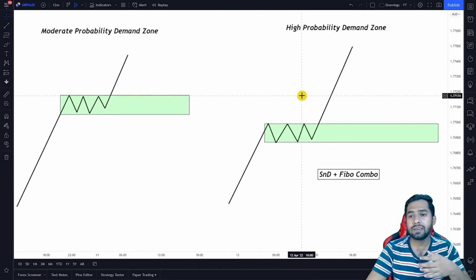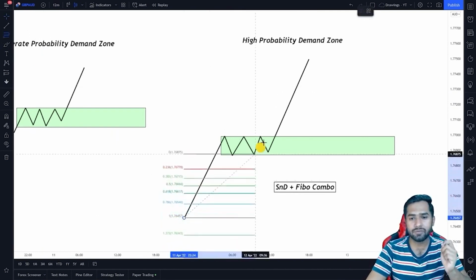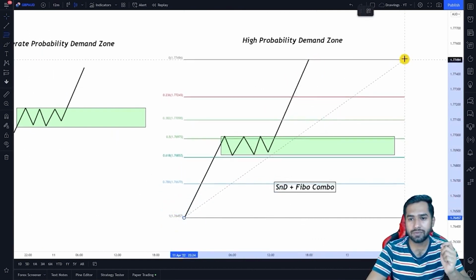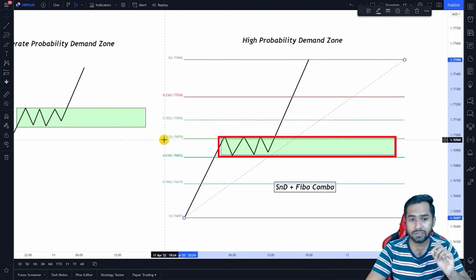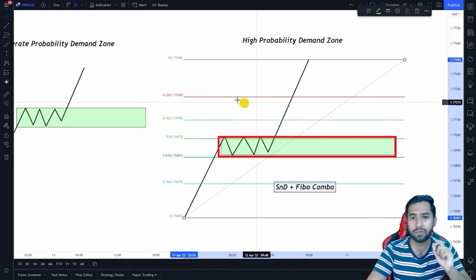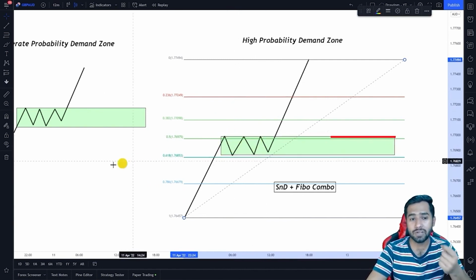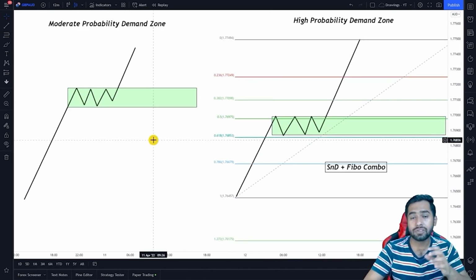But here in this case, we are combining the demand zone with the Fibonacci zone. Okay, so if I take the Fibonacci tool and draw the Fibonacci ratio from here to here, we can see that this demand zone is forming between the Fibonacci zone. Okay, so here the Fibonacci zone is 0.5 to 0.618 level. So this demand zone is on the same level of the Fibonacci zone, which means now the winning probability of this trading setup is much higher than if we were trading the demand zone alone. Okay, and we're going to see this in the example as well.